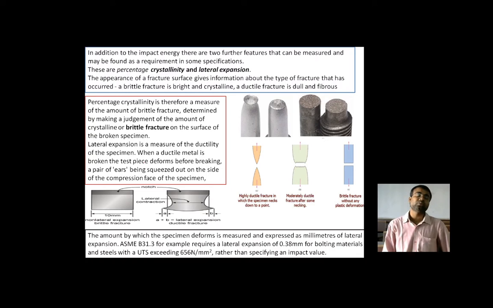So, in addition to the impact energy, there are two further features that can be measured. They may be found as a requirement in some specifications. These are percentage crystallinity and lateral expansion. The appearance of a fracture surface gives information about the type of fracture that has occurred. A brittle fracture is bright and crystalline, a ductile fracture is dull and fibrous. As you can see in the figure, that is how हमें पता चल जाएगा कि किस तरह का मटेरियल वो बिहेव कर रहा है.